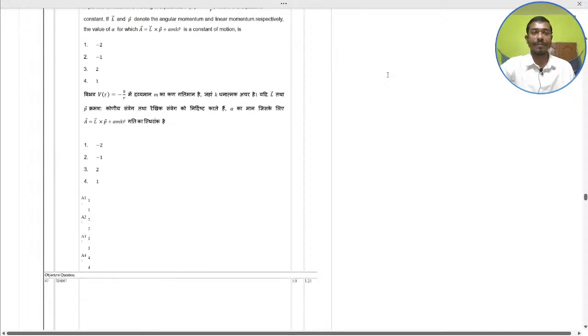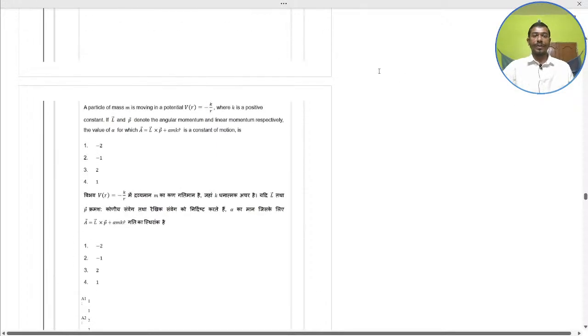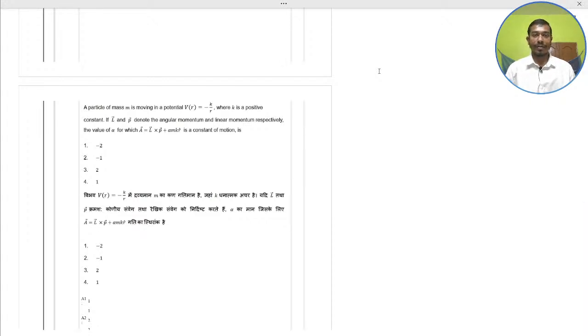A particle of mass m is moving in a potential minus k by r, where k is a positive constant, and A and p denote the angular momentum and the linear momentum respectively. Find the value of alpha for which A equal to L cross p plus alpha mk r cap is a constant. So this is coming from the central force problem, classical mechanics.